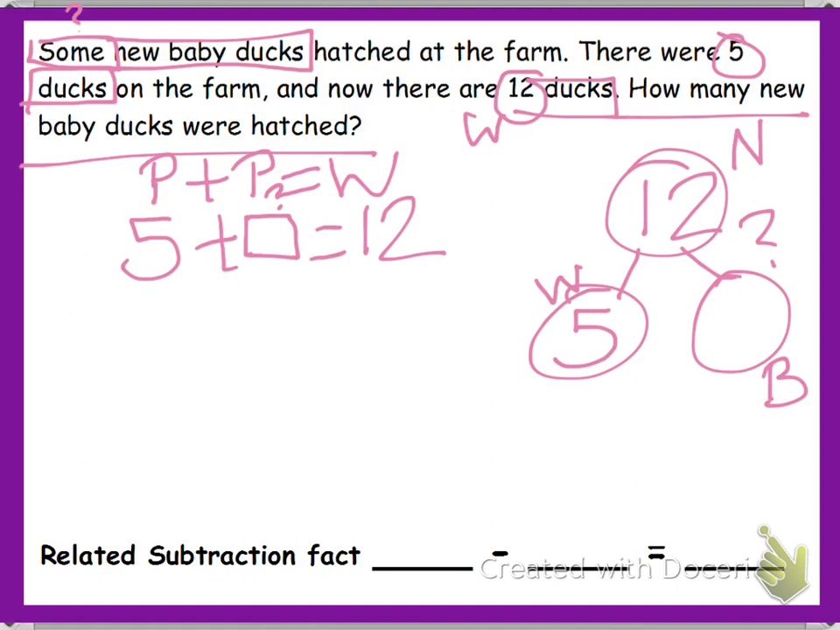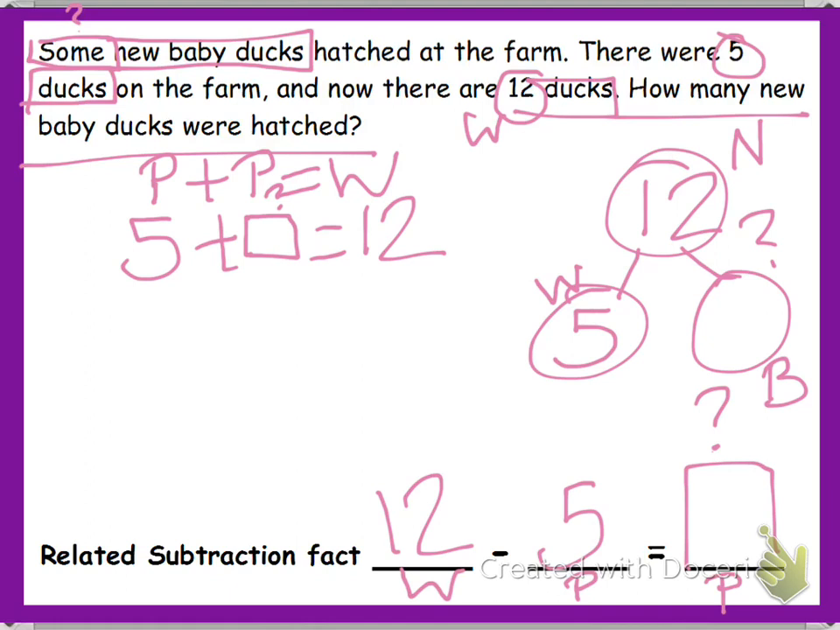Now let's have our related subtraction fact. We know whenever we're subtracting, it's our whole minus our part equals our other part. So we know our whole is 12 minus 5 that we knew equals our mystery box. We don't know this part just yet.